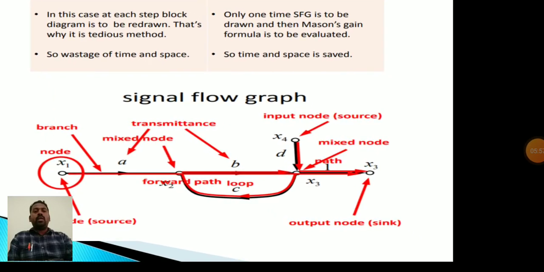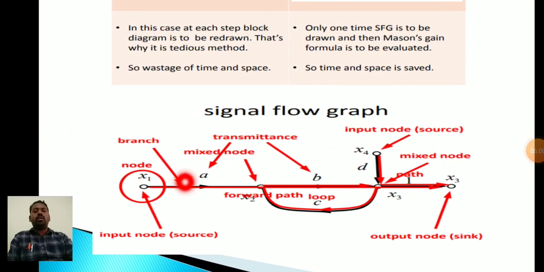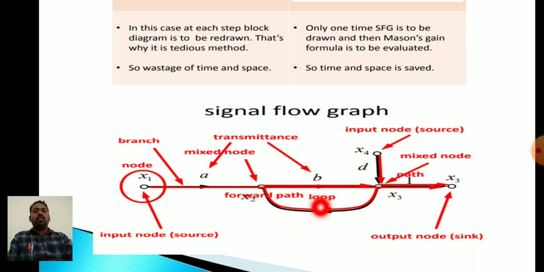In the arrow marks, the transmittances A and B are shown, here C is a feedback loop, and here D is from x4 to x3, and here it is 1. If nothing is written, you can call it unit transmittance. Once again, this is called a branch, and these are transmittances A, B, C, D and 1. These are source nodes, this is the sink node, and these are mixed nodes. Keeping this in mind, you can draw the signal flow graph diagrams.